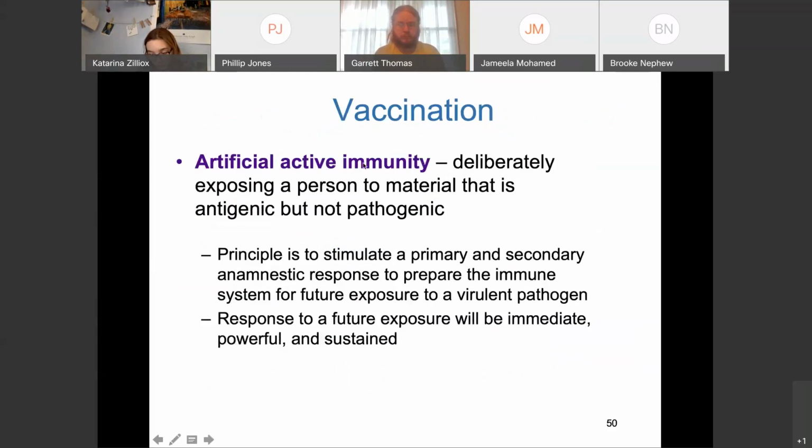Artificial active immunity. All right. The person receives material that is antigenic but not pathogenic. We want to stimulate that primary and secondary anamnestic response so that the person is prepared if they come across it. We have antibodies already in the system, and we don't have to wait that 5 to 12 days. We already have the recipe on the shelf. We can make that antibody as quickly as we can, in 24 to 48 hours, hopefully.